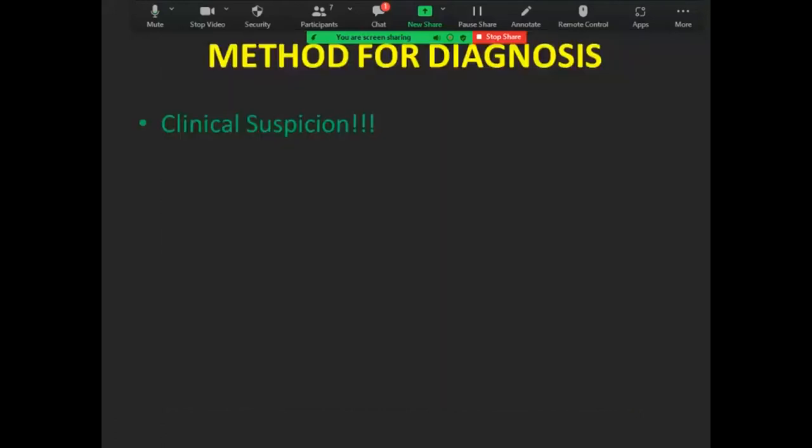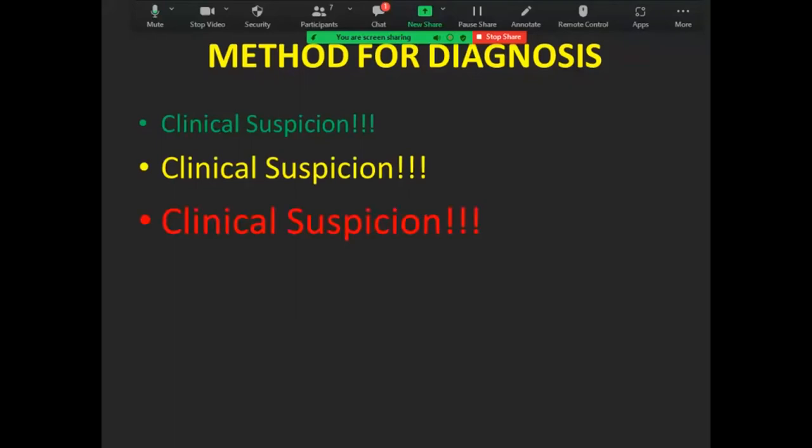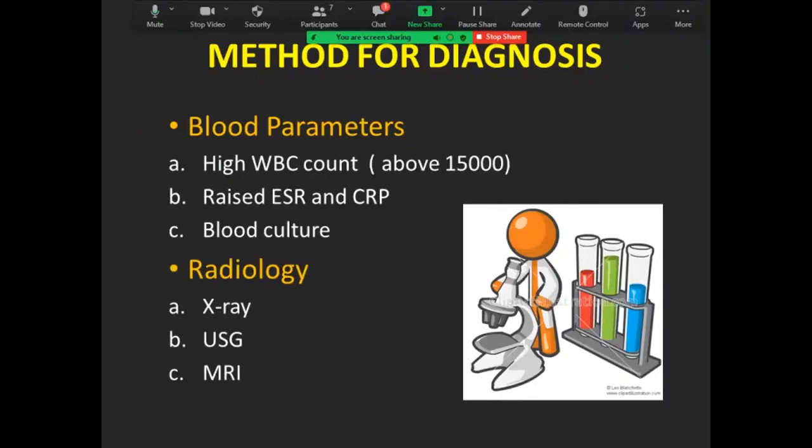So how do we diagnose? As our previous speakers have said, the first and most important thing is clinical suspicion. The second important thing is again clinical suspicion, and the third important thing is again clinical suspicion. Your clinical suspicion has to be very, very strong, and other diagnostic parameters like blood parameters and radiology help confirm your diagnosis.